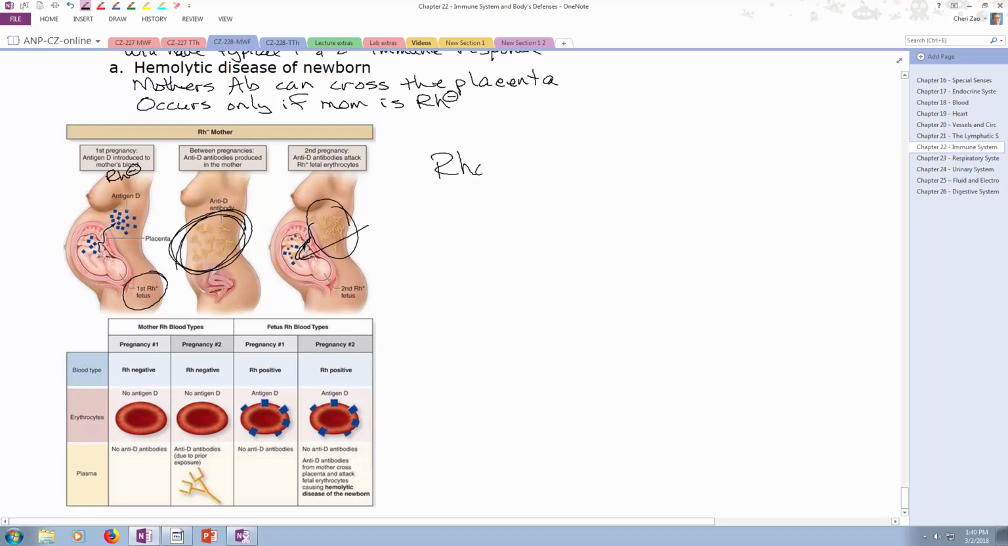So RhoGAM. We want a neutralization reaction. We want it to attach to the things that would be recognized as foreign, cover them completely up, so mom will not mount an immune response. This is typically done at 28 weeks. We also then test the baby after it is born, and if the baby is Rh positive, mom's Rh negative, we'll give her another RhoGAM shot.